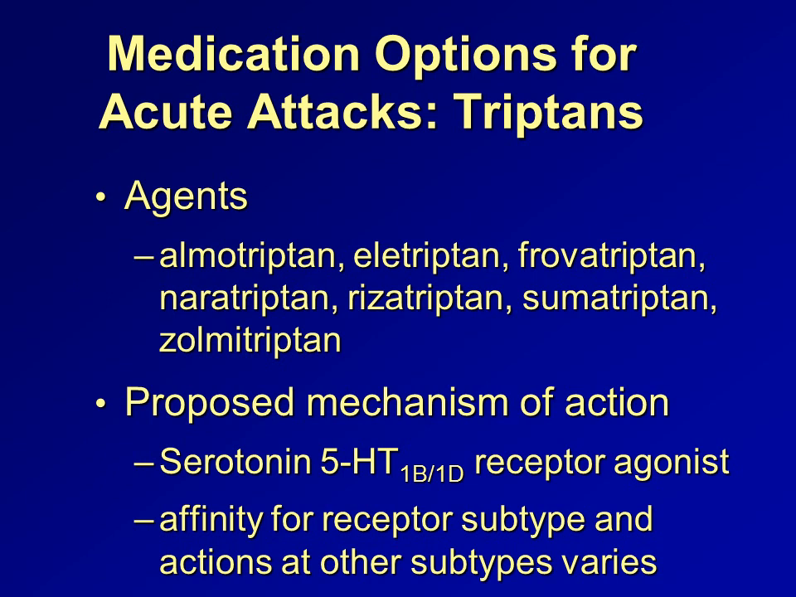It is thought that the triptans exert their action through varying degrees of agonist activity at these receptor subtypes. Each agent has a different affinity for the 1B and 1D subtypes, as well as activities at other serotonin 5-HT1 receptor subtypes. These differences generally have not been shown to be clinically significant.